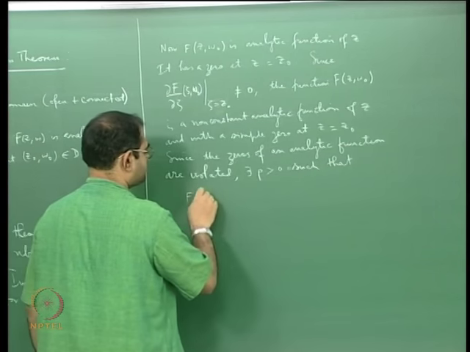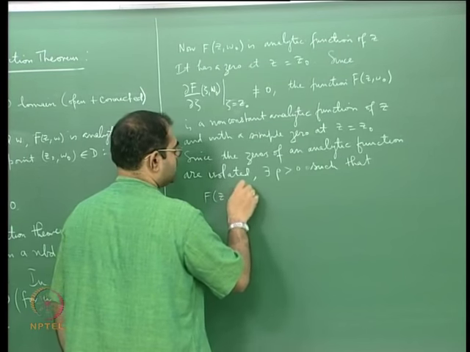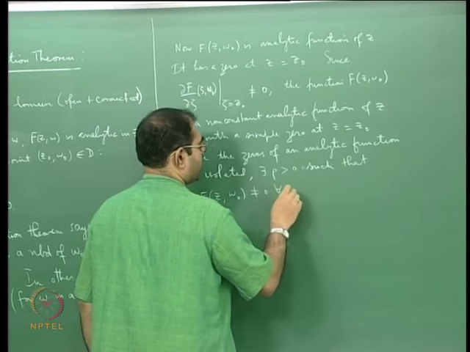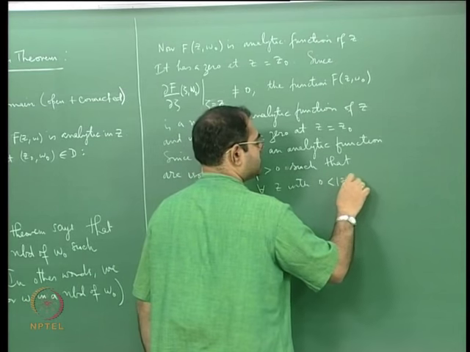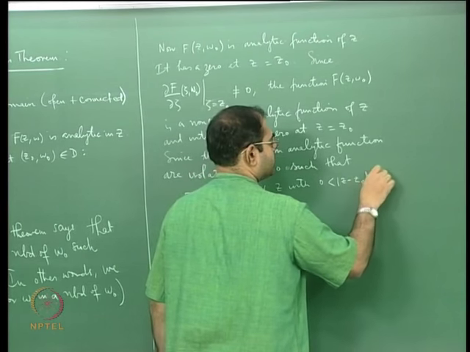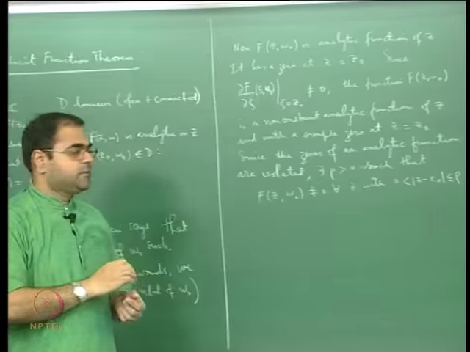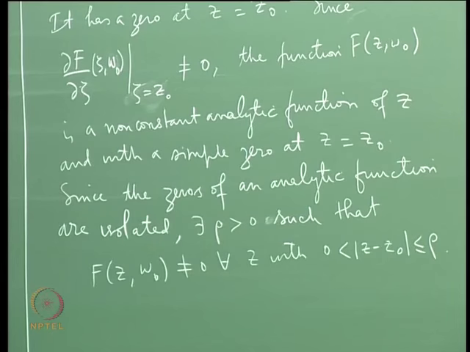F of z comma w naught is not zero for all z with zero less than mod z minus z naught less than or equal to rho. So I can find this rho. Okay.